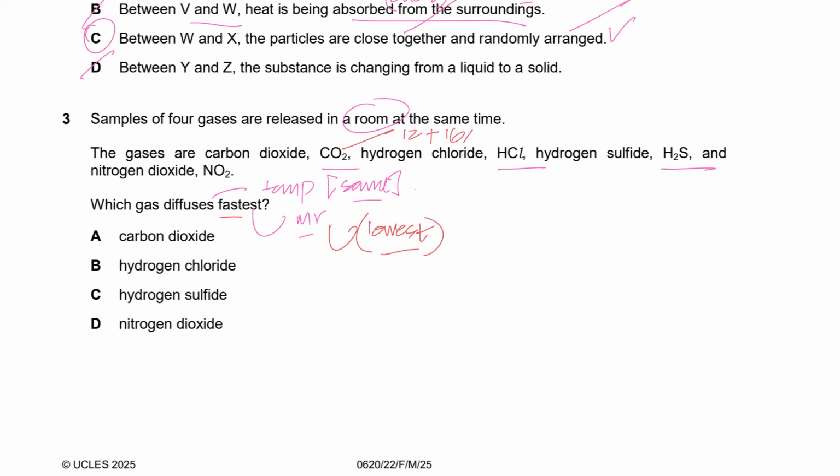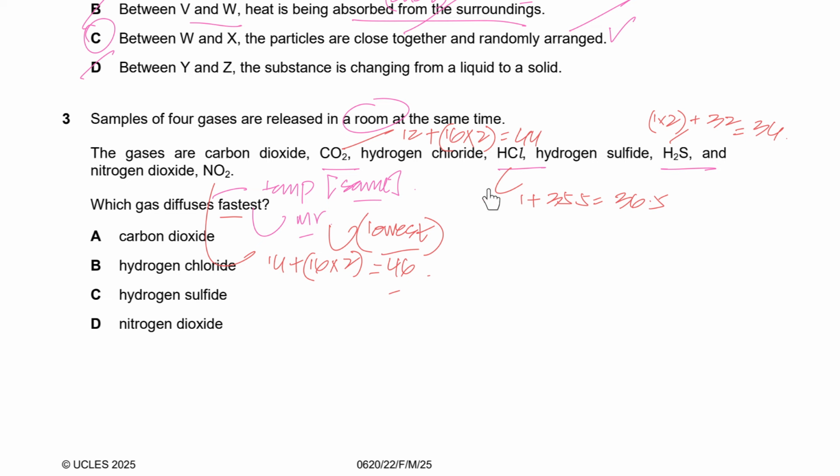Carbon is 12, 16 is oxygen, times it by 2, that gives me 44. HCl, 1 is hydrogen, Cl is 35.5, that gives me 36.5. Hydrogen is 1, times it by 2 because you have 2 H's. Sulfur is 32, that gives me 34. And NO2, N is 14, oxygen is 16, times 2 is 32, 32 plus 14, that's 46, right? So the one that has the lowest relative molecular mass, that's H2S, would diffuse the fastest because that's the lightest. So H2S, hydrogen sulfide.